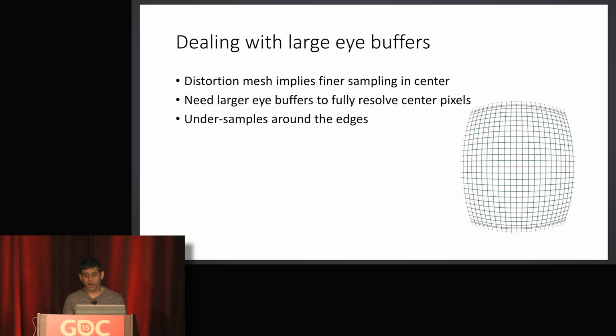Earlier, I talked about how we want very high resolution for eye buffers to deal with the sampling pattern of our distortion mesh. So using one resolution for your eye buffers across the entire frame means that either we are oversampling in some areas or undersampling in some areas, or probably both.